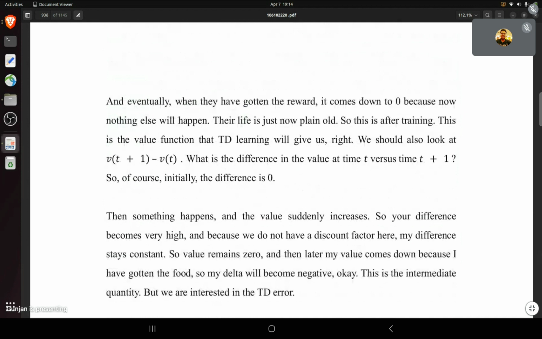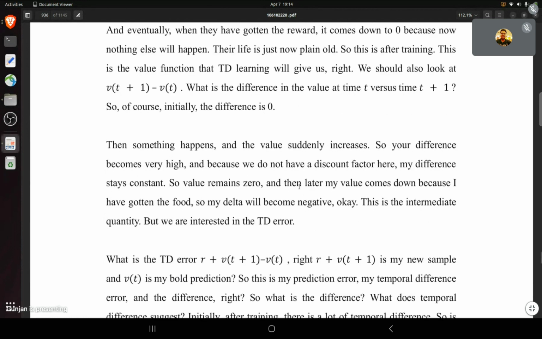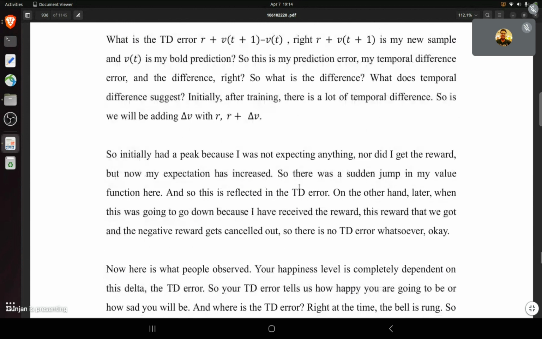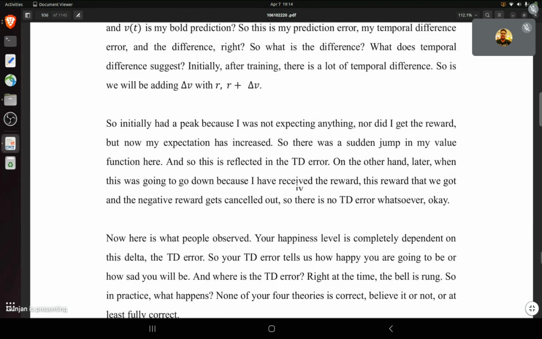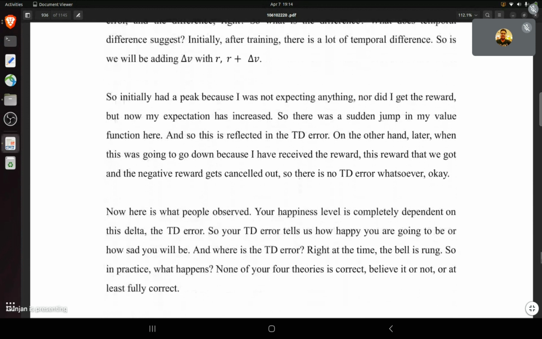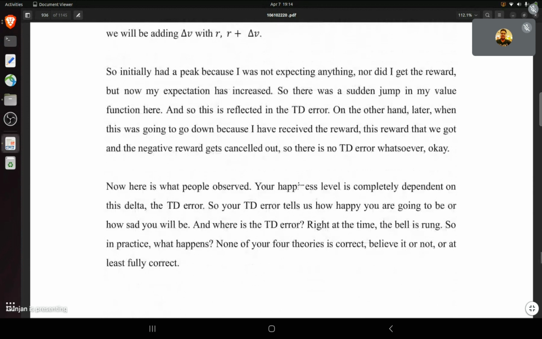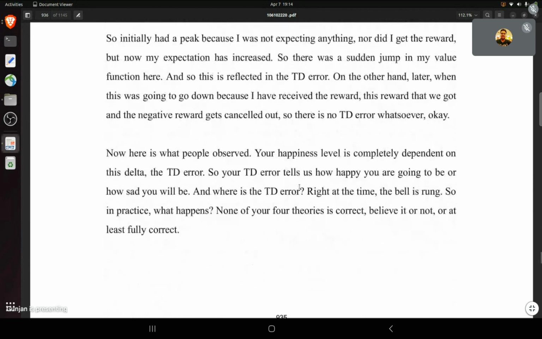But you have to assume that when the action took place, at that time the dopamine started to release, and then it remains in that state. When the food finally came, there is no excitation after that, and it comes down. Your happiness level is completely dependent on this delta. So your TD error tells us how happy or sad you will be, exactly at the time the bell is rung.